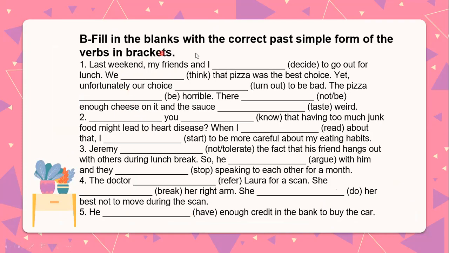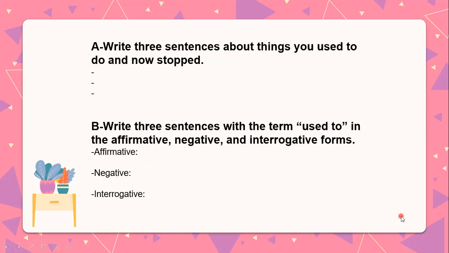Part B, you need to fill in the blanks with the correct past simple form of the verbs in brackets. Last weekend, my friends and I, we have the verb decide. So decided, it already ends with an E, it's a regular verb, so I only add a D. My friends and I decided to go out for lunch. We, you have the verb think, and you need to continue the sentence.